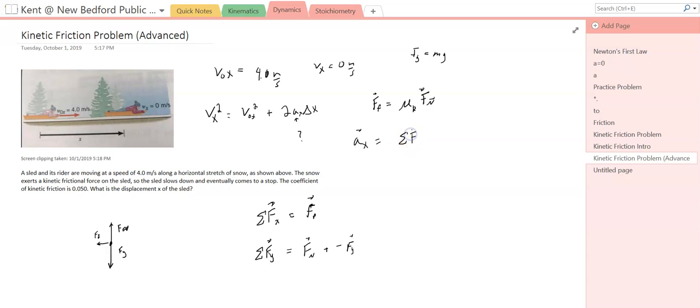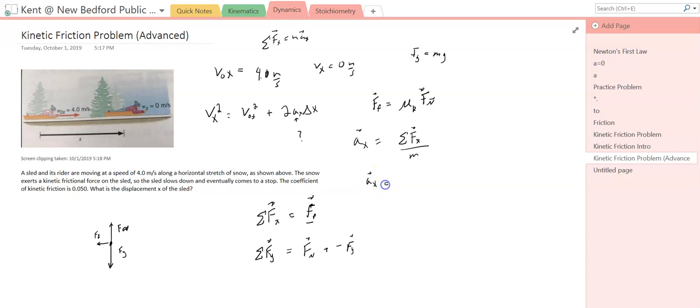That's Newton's second law. The sum of the forces in the x direction divided by the mass gives you the acceleration. We're more familiar seeing it this way, right? But I can rewrite it. So that's our acceleration in the x direction. And we know that the only force in the x direction is this one. So let's plug that in.